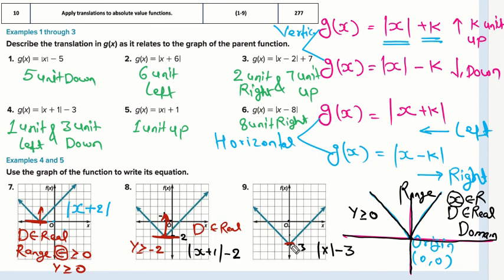Now similarly here the domain is all real numbers. Most of the time, I mean all the time, the domain is always all real numbers. And the range will be how much? The range is more than or equal to minus 3, y is more than or equal to minus 3. So that is how you find the domain and range for absolute value. That's how you have to look. So that's it for this video and see you in the next one.